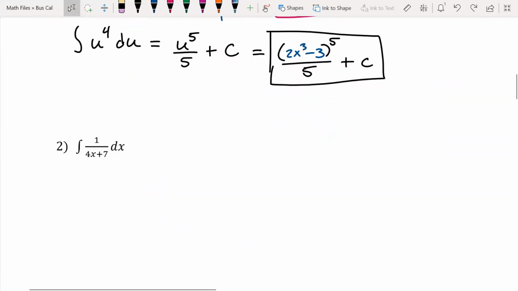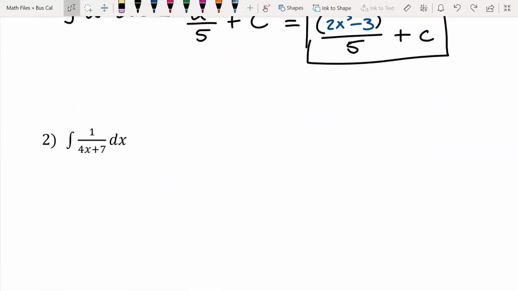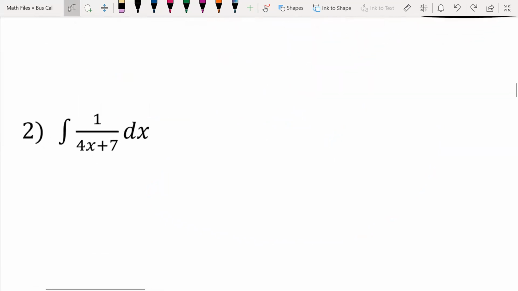All right, number 2. The integral of 1 over 4x plus 7 dx. Now, what looks more complicated, the 1 or the 4x plus 7?